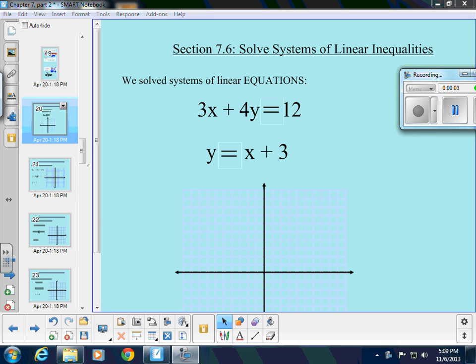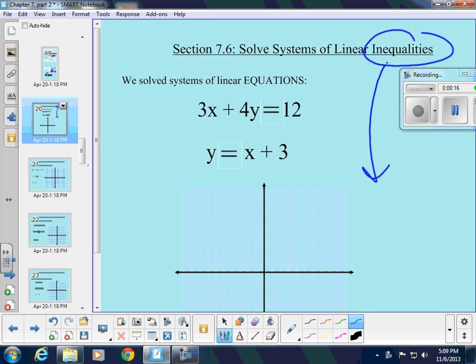Today's lesson is on section 7.6, solving systems of linear inequalities. We've recently been solving linear systems of equations all the rest of this chapter, but this last section in chapter 7 talks about solving linear inequalities. Remember, what are inequalities? Well, we're talking about the signs like less than, greater than, less than or equal to, or greater than or equal to.